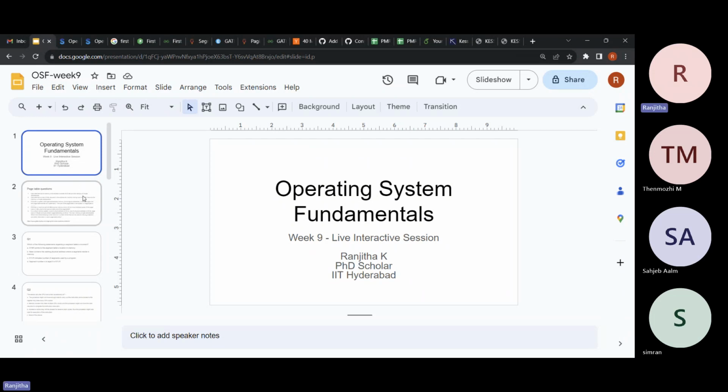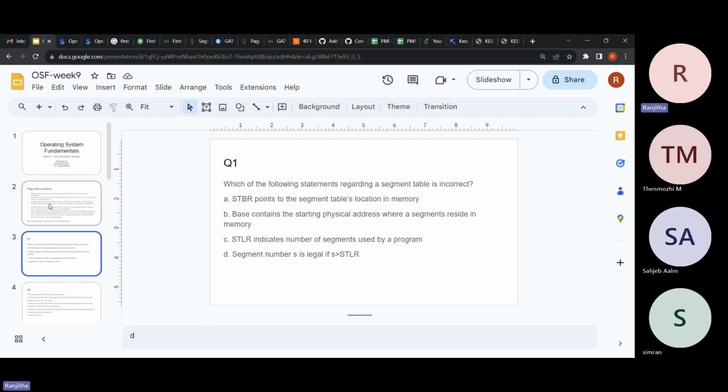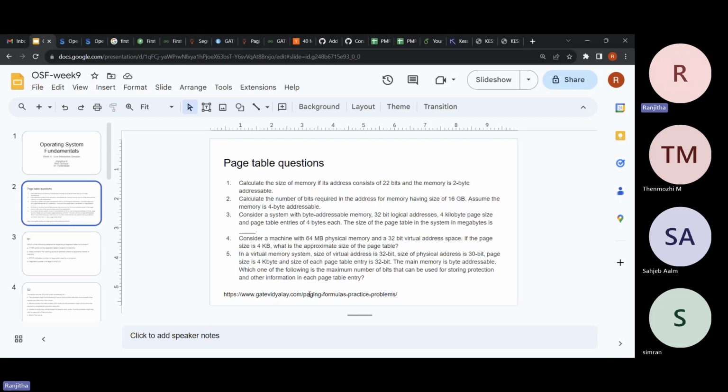So these are the paging questions that I discussed. I have just kept it in the first slide. The other examples I did not keep. So these are the problems we just saw. Okay. I took it from this side.